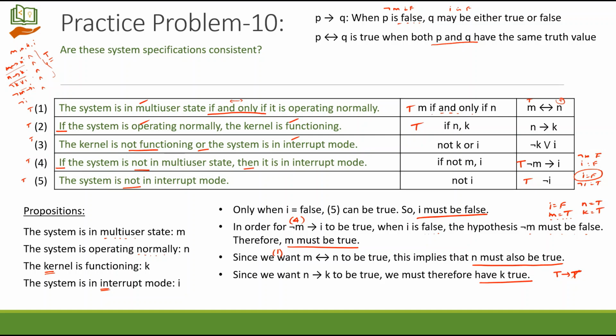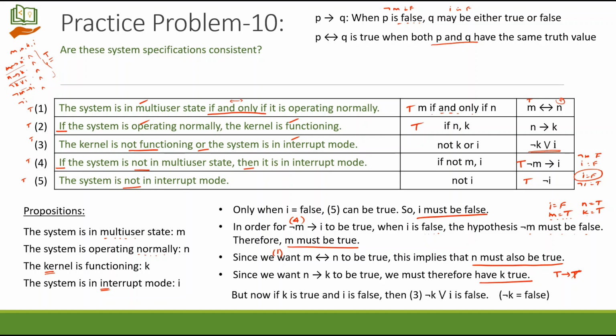Now all the variables have a specific truth value. Now we have the third specification. If you apply negation of K and the I value in this particular specification, it should give you true. If it gives you true, the system is consistent. If it does not give you true, the system is not consistent.